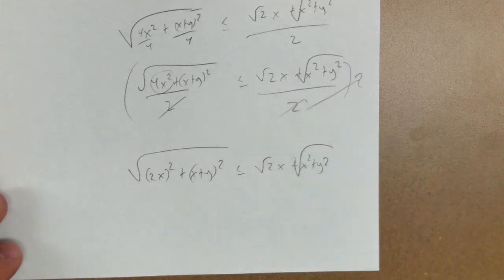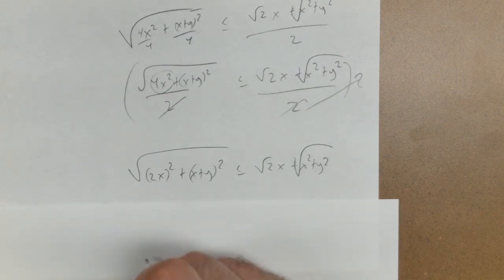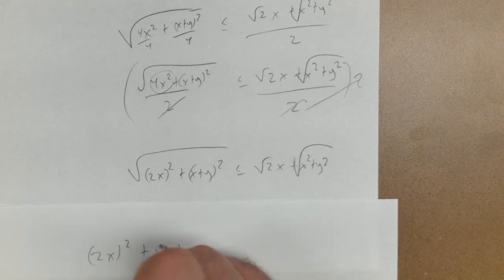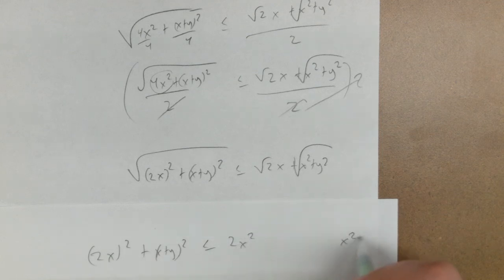So we're going to square both sides. We're going to do that on a fresh sheet here. So the left side is easy. You get (2x plus x plus y) quantity squared. Over here, that becomes 2x squared. The last term becomes x squared plus y squared. But what about that crazy middle term? You get 2 times root 2 times x times the square root.